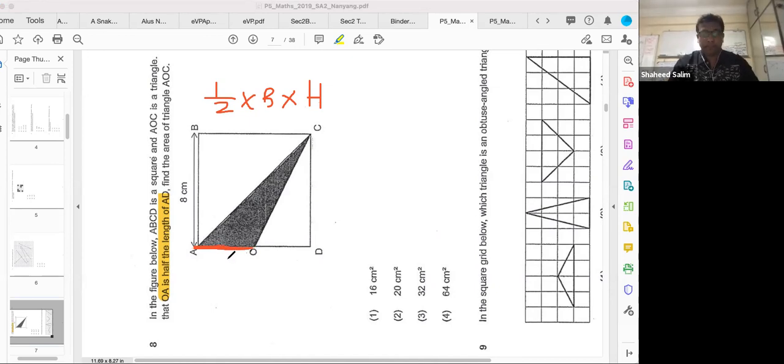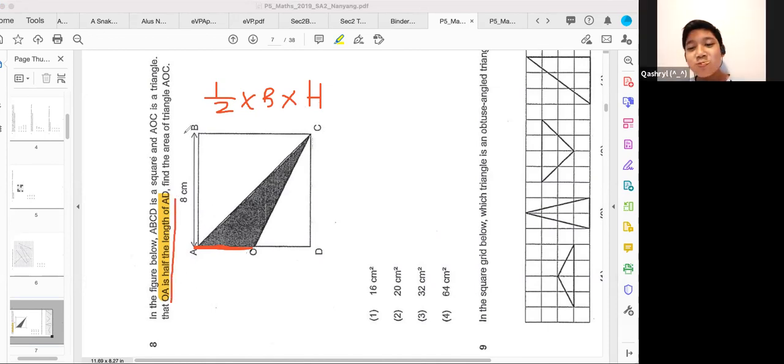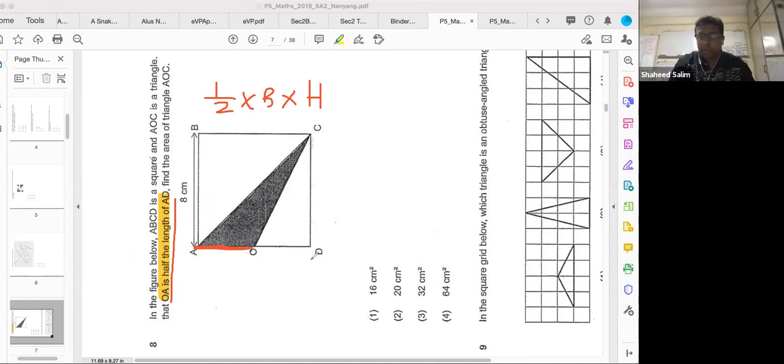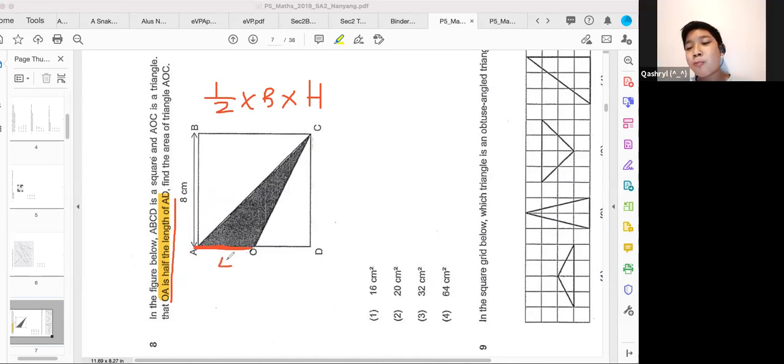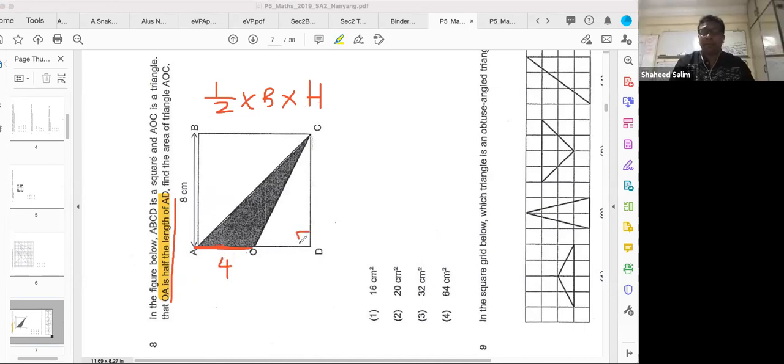Naomi, you got to check. How many cm? Then they give you the clue down here. 8. 8 is the whole thing. This is a square. 8 is the whole thing. OA is half of AD. This is 8. 4. What is the height? What is the height?